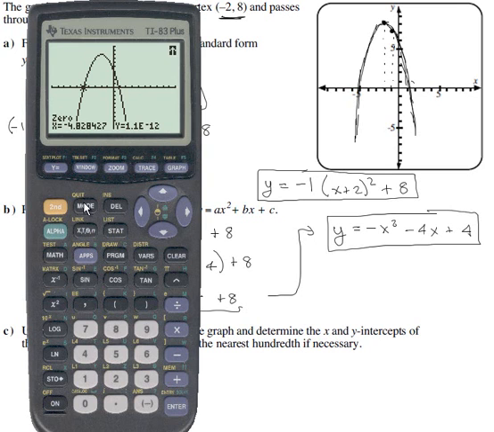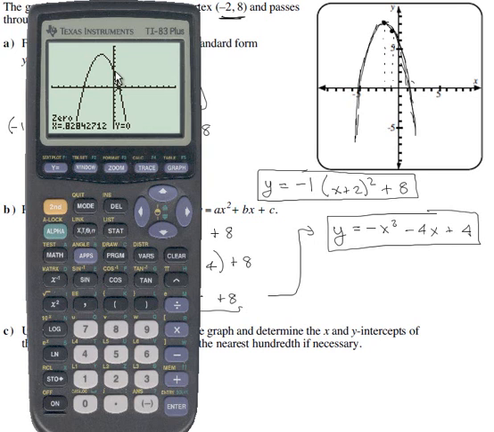On the other side, second, calc, zero. If we're just left of that other root, that's pretty good. And now just to the right of it, now we get 0.83, positive this time. So that's our two x-intercepts.